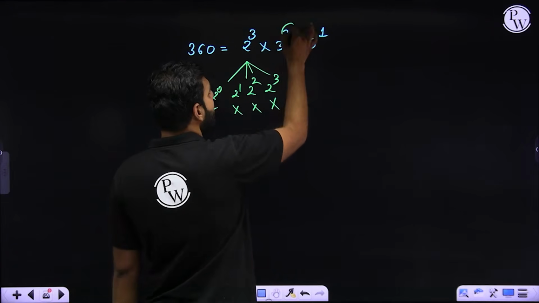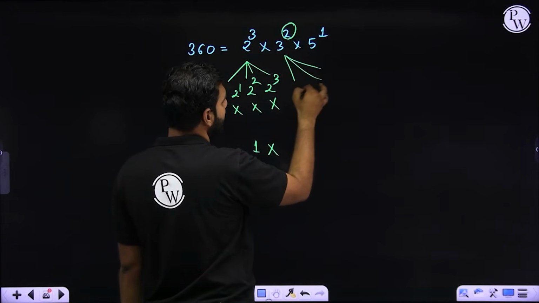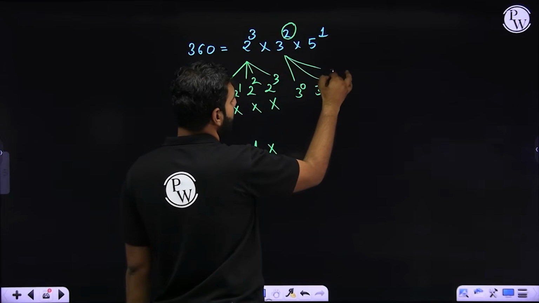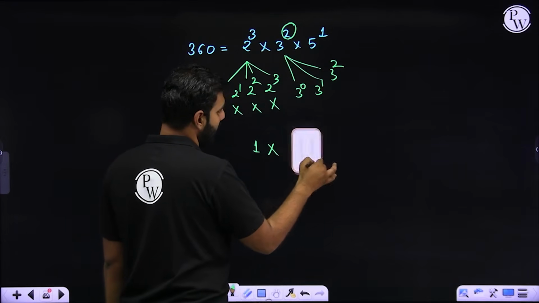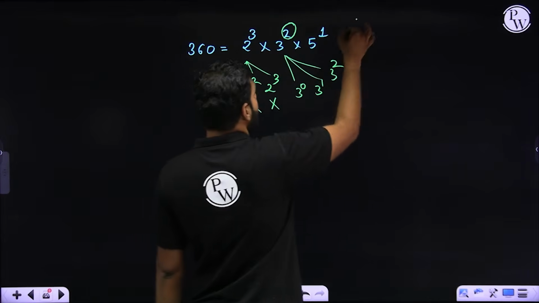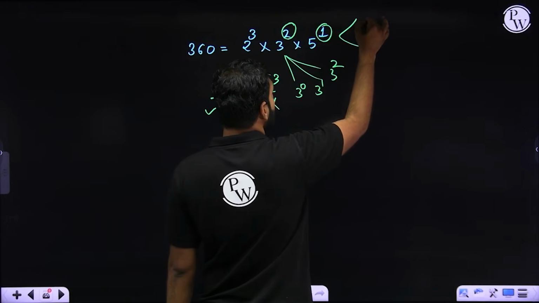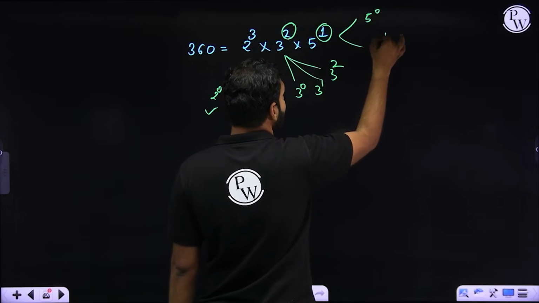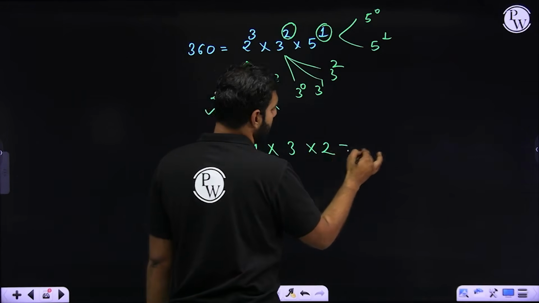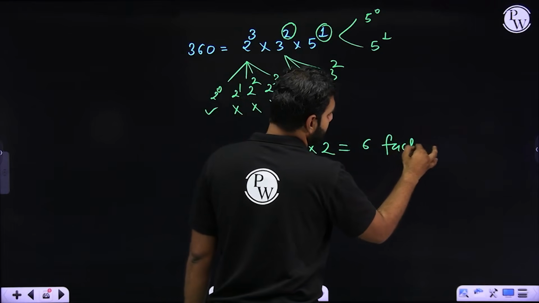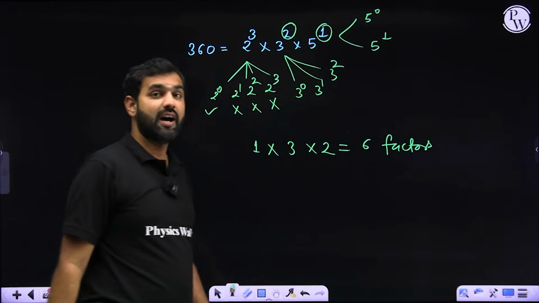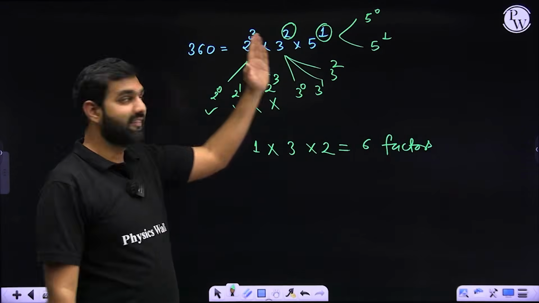In how many ways can I have 3? 3 can be taken in 3 ways. 3 to the power 0, 3 to the power 1, 3 to the power 2. So there are 3 ways of having 3. What about the number of ways of having 5? There are 2 ways, 5 to the power 0 or 5 to the power 1. So there are 2 ways of having 5. So I got 6 factors or divisors which are odd, which can divide 360.